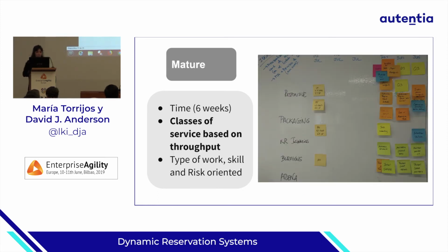Then we have the mature one, which is closest to what David just shared. We also had the 6 weeks, and the classes of service were based on our throughput. And the type of work is still quite oriented to risk and the dependencies.